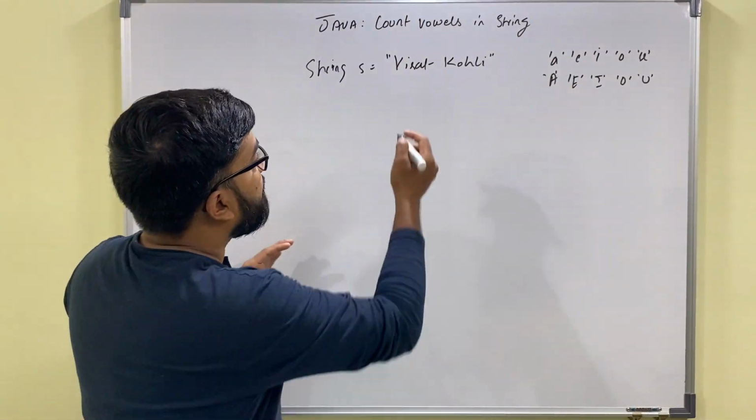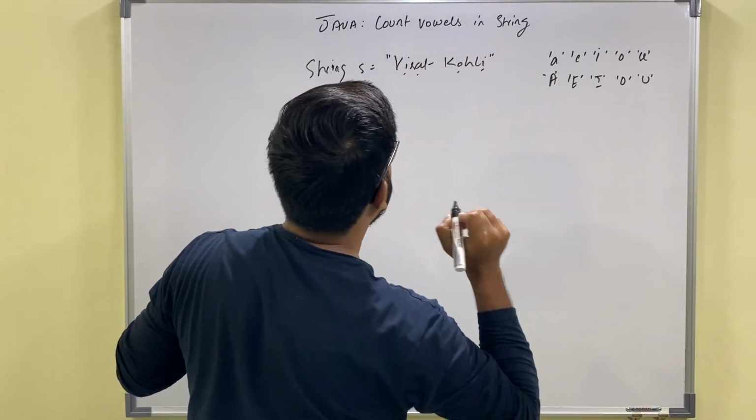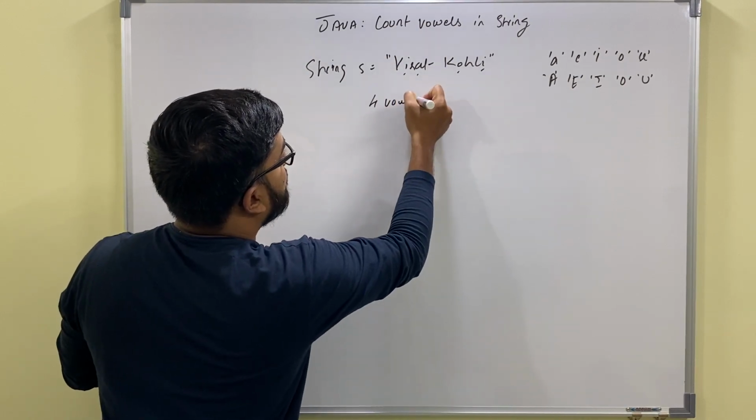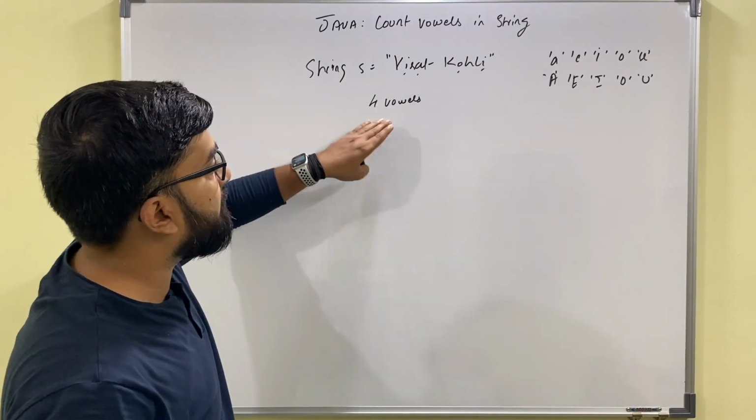In this string we have I as a vowel, A as a vowel, O as a vowel, I as a vowel, right? That's it. So this has 4 vowels. That's what the program is supposed to do. We take a string s and we count the number of vowels in the string.